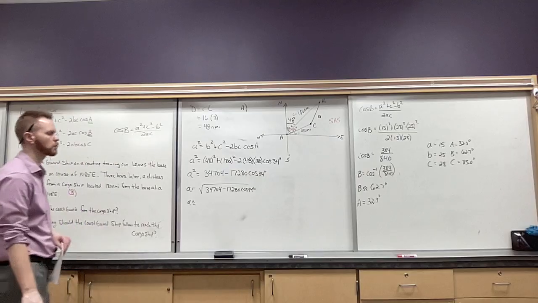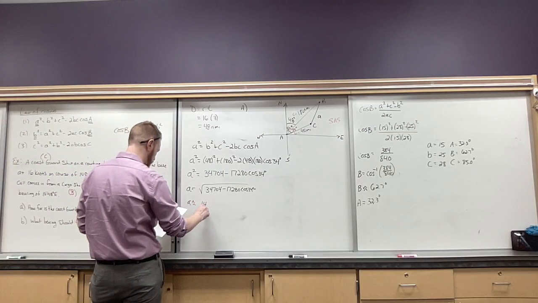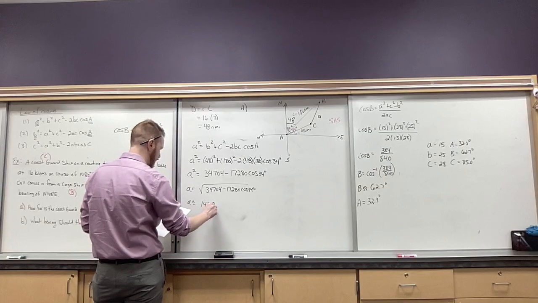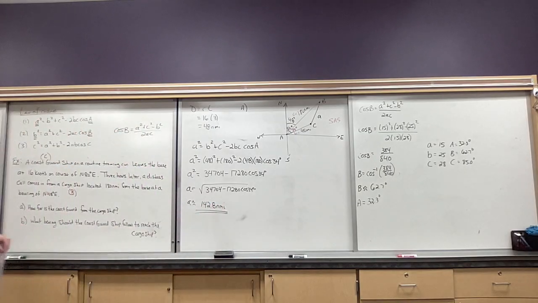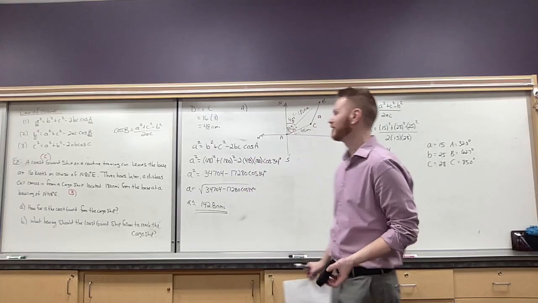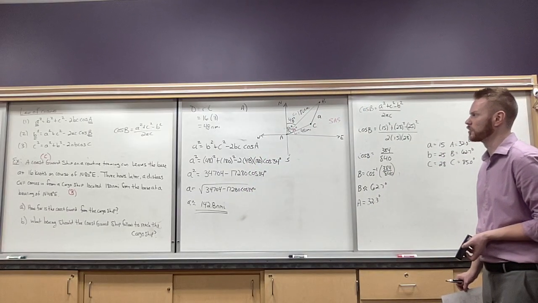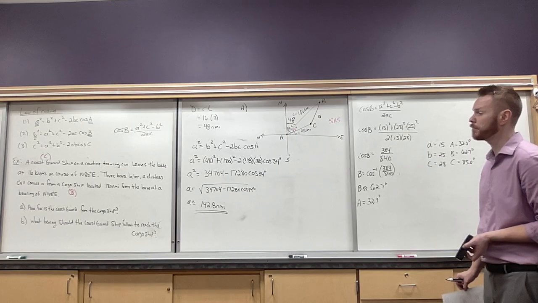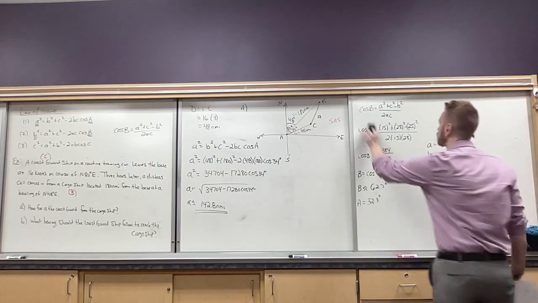Okay, so we're going to take the square root of both sides, and we get the distance between those two ships, 142.8 nautical miles. Okay, so there's part A finished for us. Not too bad. A clear picture does help, okay? Without the picture, you're kind of guessing as to what you're using there. Now, part B says, what bearing should the Coast Guard take to get to that cargo ship? So let's do part B now.